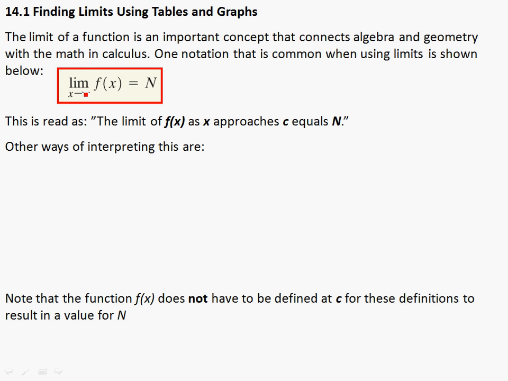Okay, other ways of interpreting this are, so what does that really mean? Anybody have a clue what that means? Sorry, repeat that? The closer the x gets to c, the closer the function is to n. Yeah, that's a good way of looking at it.